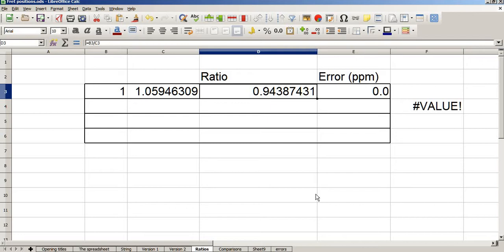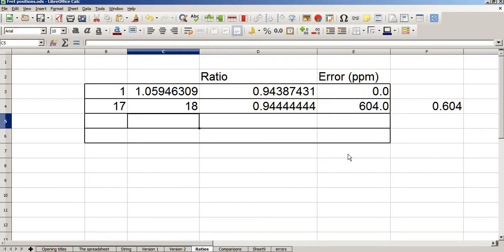Here is the exact ratio, 1 divided by the 12th root of 2. The rule of 18 in this case will be 17 divided by 18, and that gives me this fraction here, 0.944 recurring. And the error between this ratio and the exact ratio is about 600 parts per million, or about 0.6%. We'll put this ratio into the spreadsheet and see how it affects the fret locations.